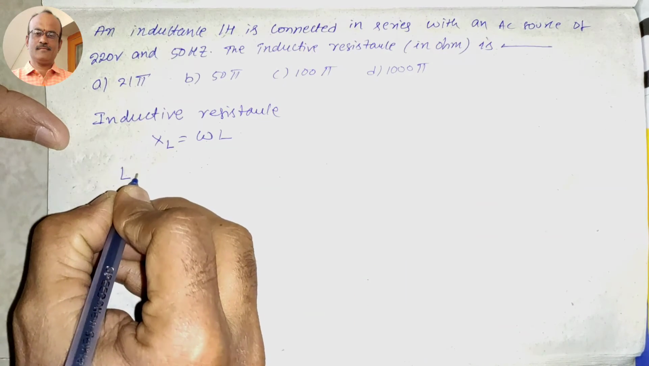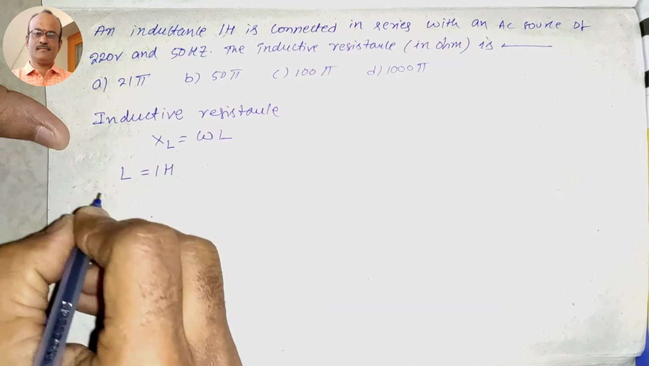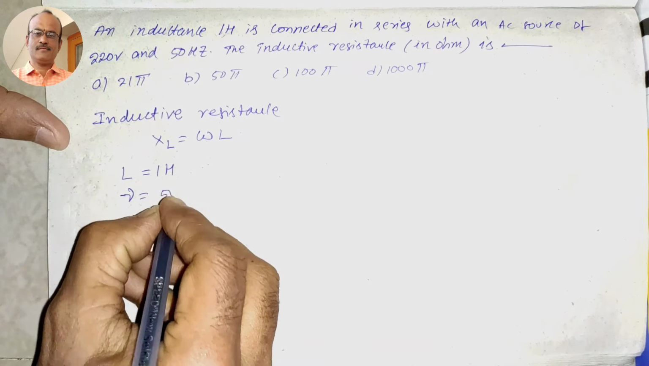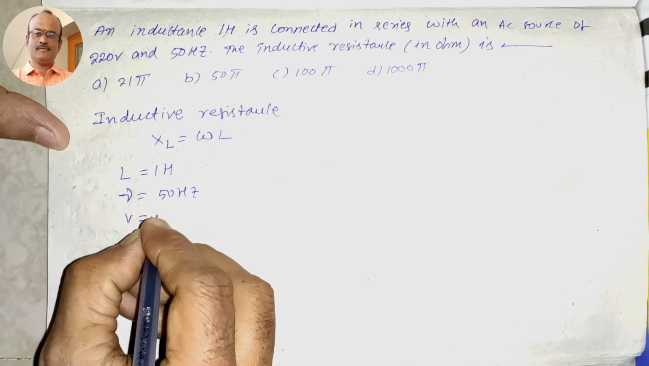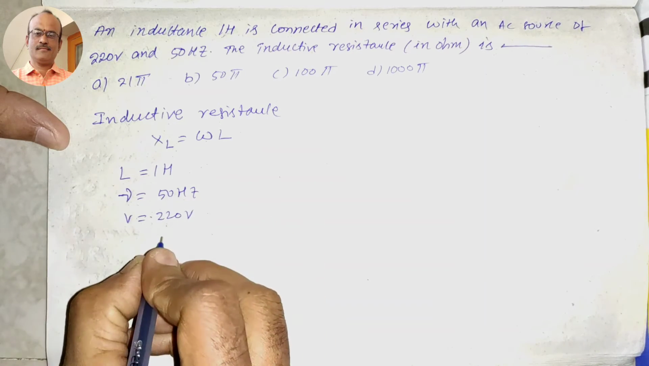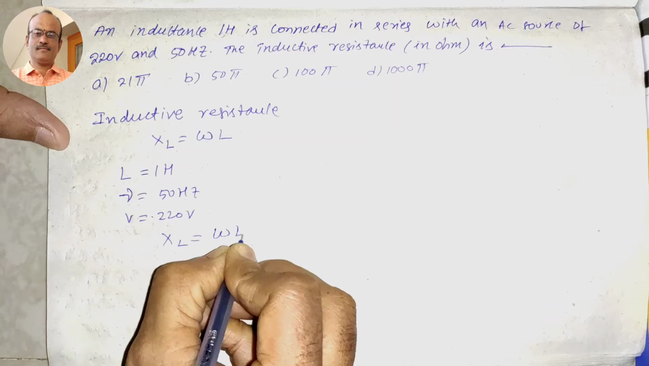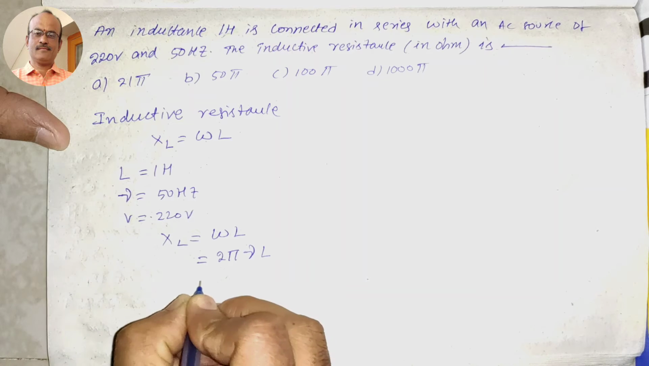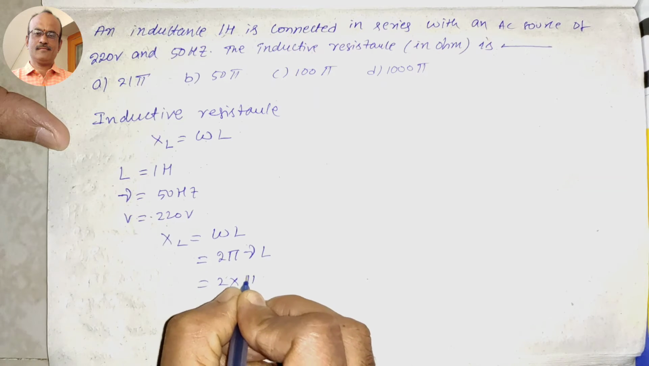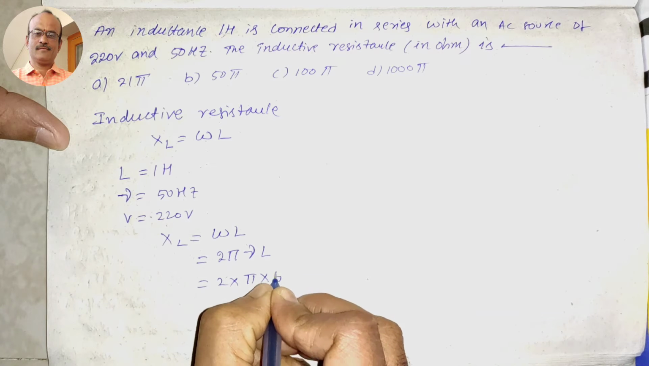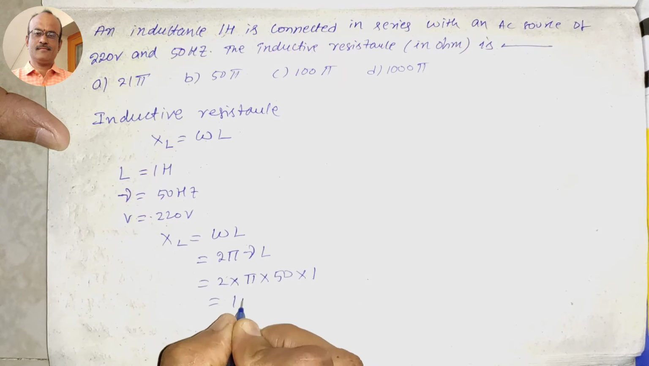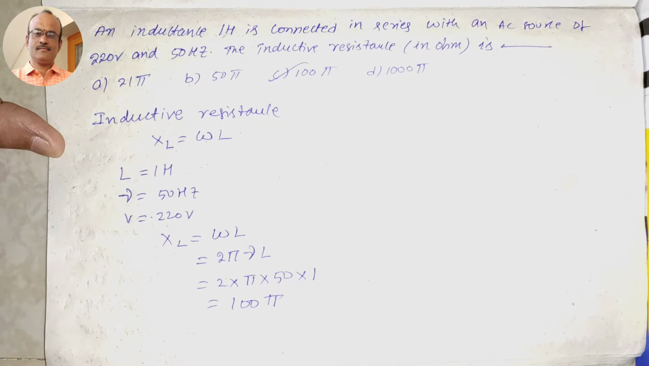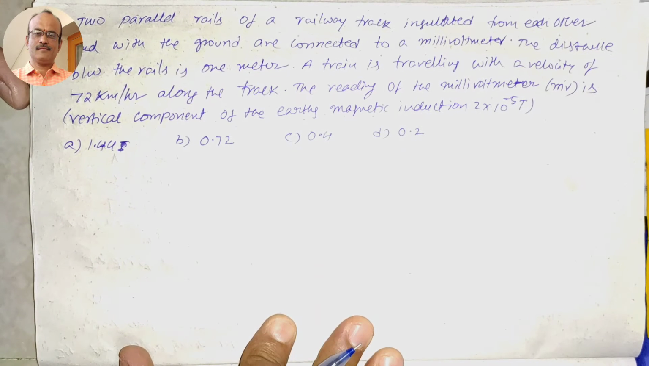But what are given here? Inductance, that is L is equal to 1 Henry and frequency is nothing but 50 hertz and voltage is nothing but 220 volts. Now XL is equal to omega into L. Omega is nothing but 2 pi frequency into L. So 2 into pi value into this frequency 50 into 1, on multiplication, that is 100 pi. So which option is correct here? Option C is correct.